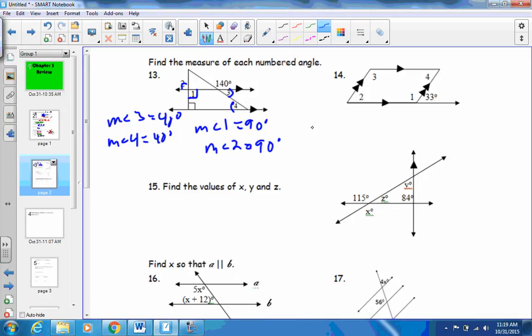There you go. Number 14, we have two different sets of parallel lines, so that's a parallelogram there. To start us off, you can do 1, you can do 2, you can do 4, all at the same time, just from this angle, 33. So the measure of angle 1, that's a linear pair with 33. So 180 minus 33 would get me to 147.